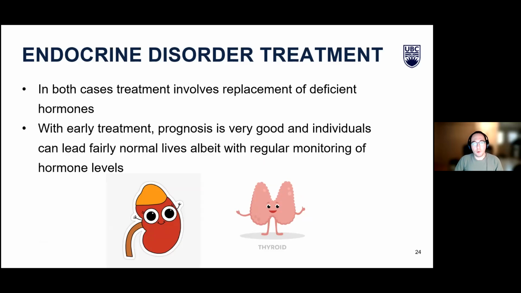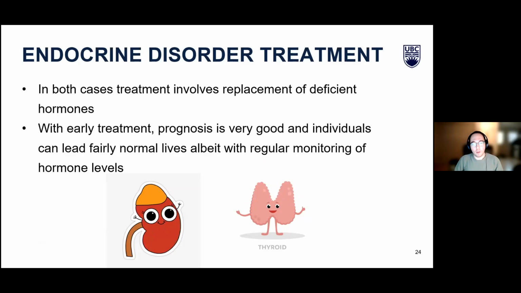What's the treatment for these endocrine disorders? Well, it's essentially to replace our deficient hormones. So in the example of congenital adrenal hyperplasia, we're going to be trying to replace aldosterone and cortisol. In the case of congenital hypothyroidism, we're going to be giving thyroxine. So we're giving them synthetic thyroid hormones.